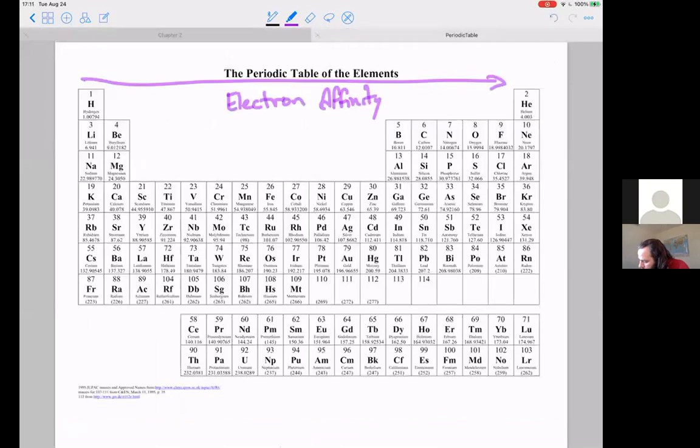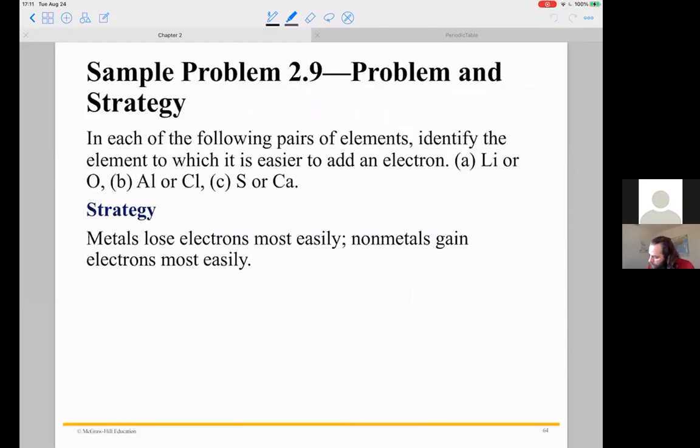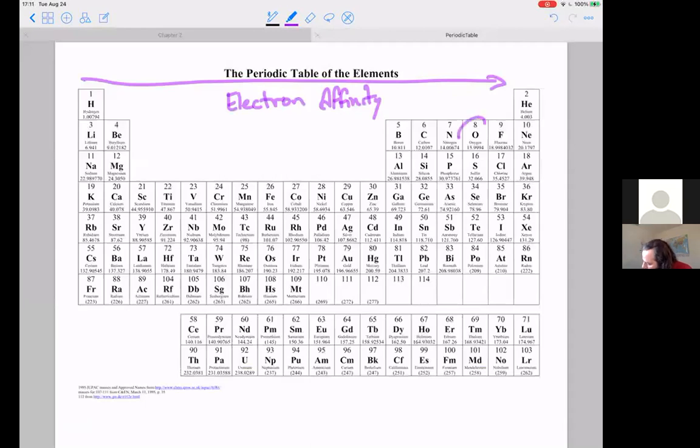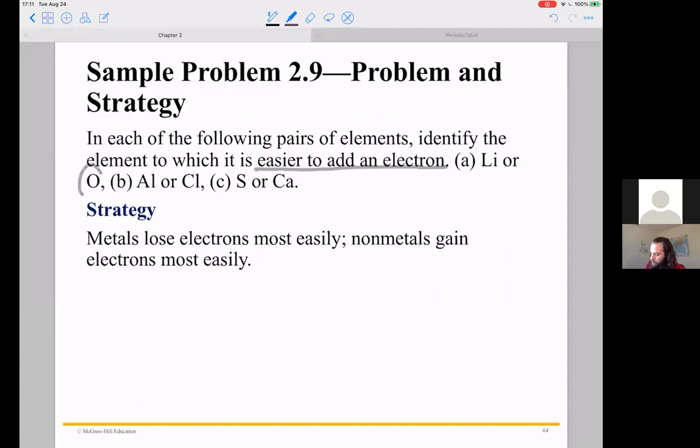Lithium or oxygen, which one is it easier to add an electron to? So has a higher electron affinity. If you forget about what that corresponds to, remember affinity means to like something. So an electron affinity means that that atom really wants an electron. All right, so we're going to look at oxygen and lithium. Which one has a higher electron affinity? Is it easier to add an electron to? That's going to be oxygen.